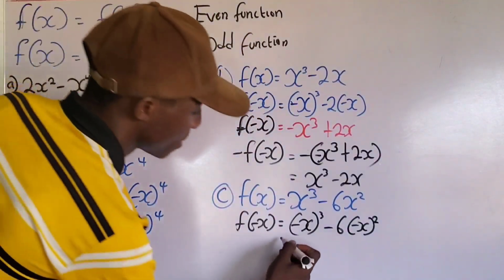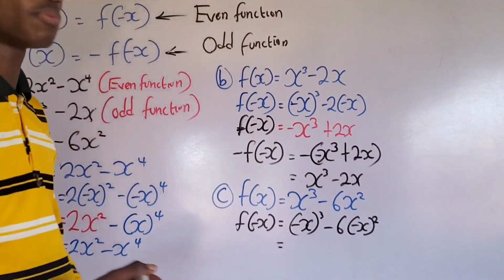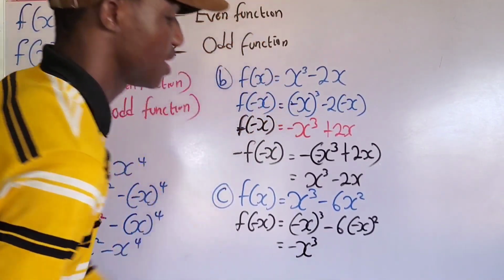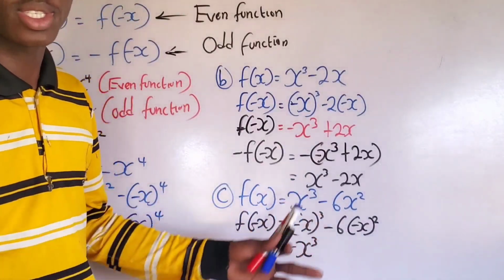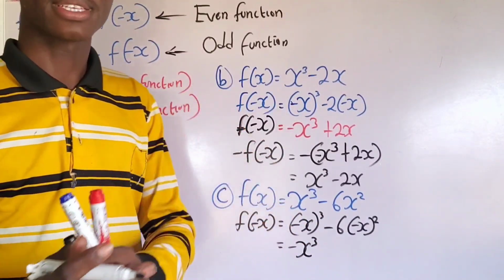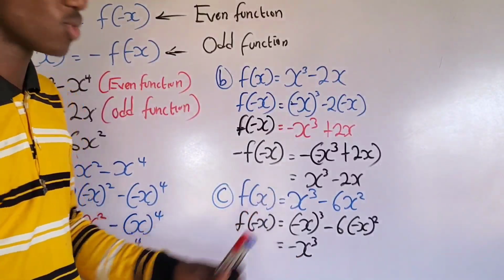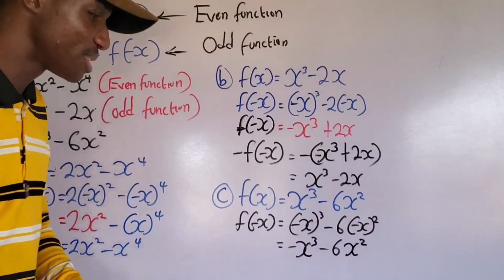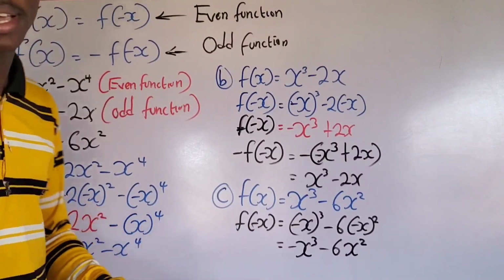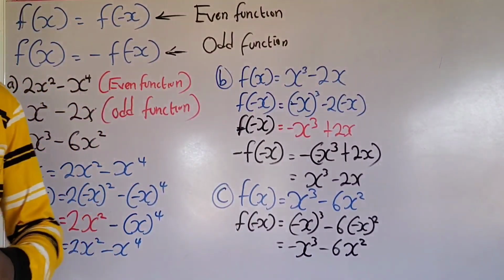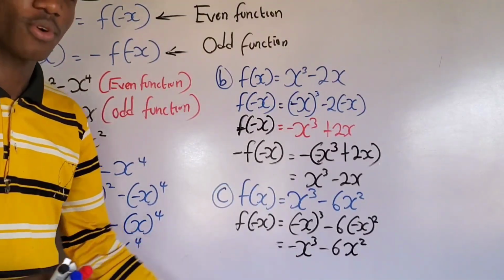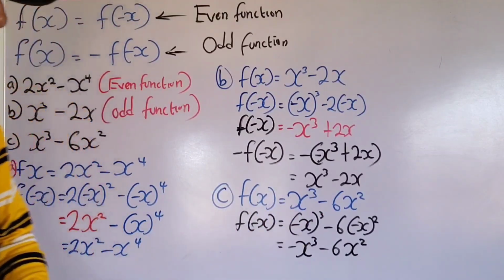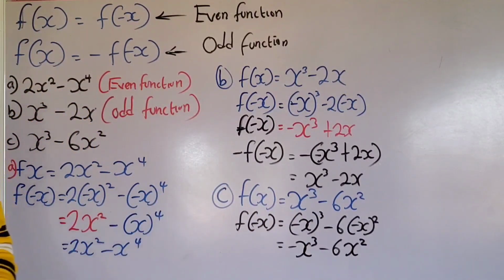Now simplify. I'm going to have negative x to the power of 3. Now, negative x squared will be what? x squared, because negative x squared is negative x times negative x, which is positive x squared. So I'm going to have minus 6x squared. Having tested whether the function is an even function or not, I discovered that it is not an even function. Why? Because what I have here is not the same thing as x cubed minus 6x squared. It doesn't satisfy the condition to be an even function.